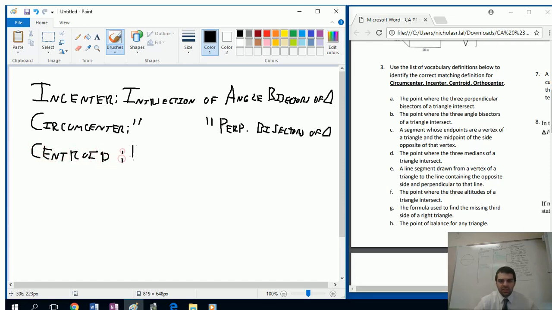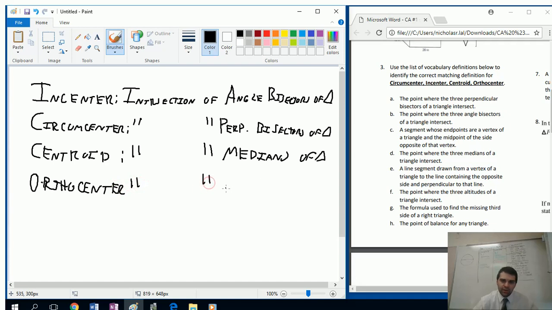The centroid is going to be the intersection of the medians of the triangle. So we have the medians of the triangle. And then the orthocenter is the intersection of the altitudes. So orthocenter is the intersection of the altitudes.